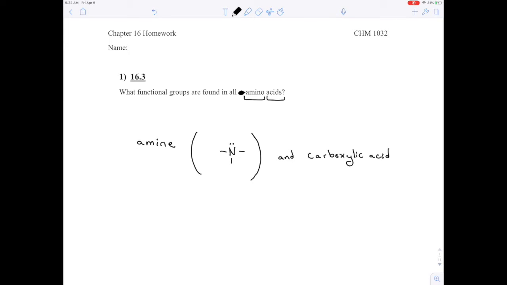And a carboxylic acid was a functional group where you had a carbon double bonded to an oxygen, single bonded to an OH. That was a carboxylic acid. So amino acids have both of those functional groups, usually connected by a carbon in between them. So to the left, you'd have an amine. To the right, you would have a carboxylic acid. And then in between, you'll have a hydrogen and some other group. What that other group is different for each amino acid. That's what makes the amino acids different, and that's called an R group.